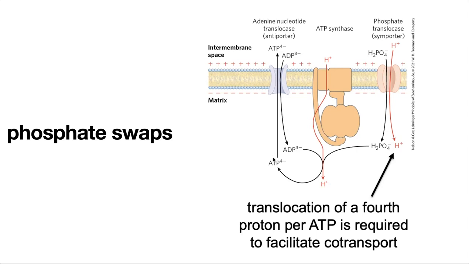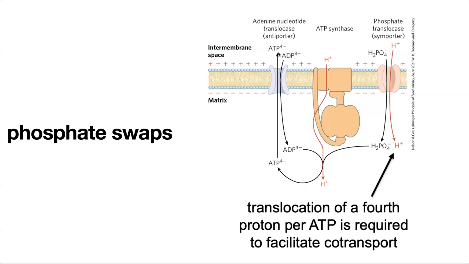As you can imagine, these negatively charged molecules aren't just going to flow through the membrane on their own. Instead, they're going to need help. So they're going to need to travel through membrane proteins. In the case of our ADP and our ATP, we're going to swap them through the same transporter. So this would be an example of an antiporter, because they're moving in opposite directions.